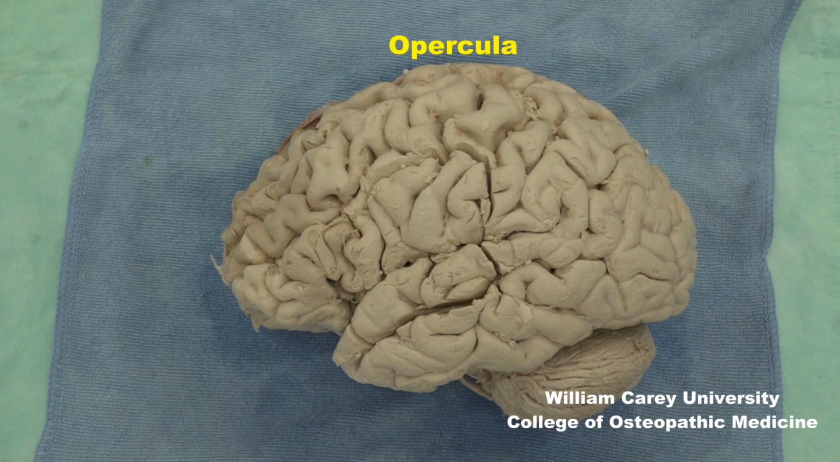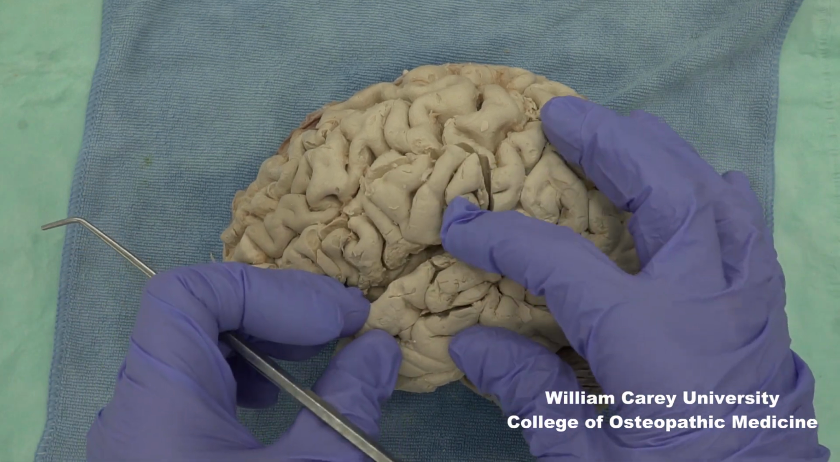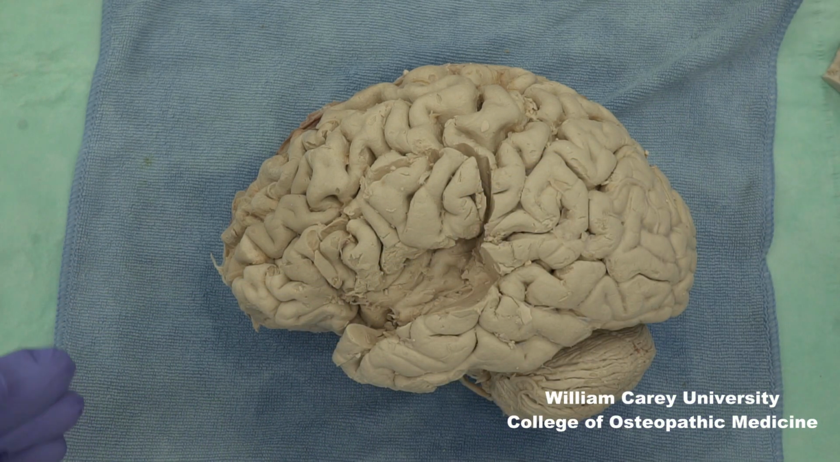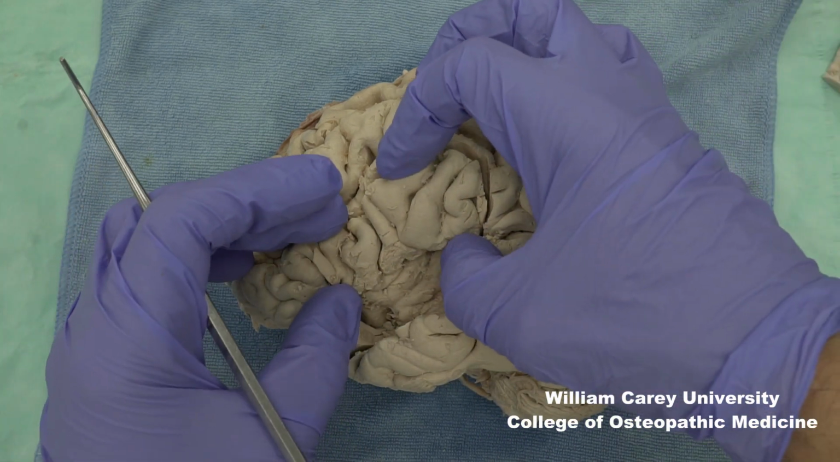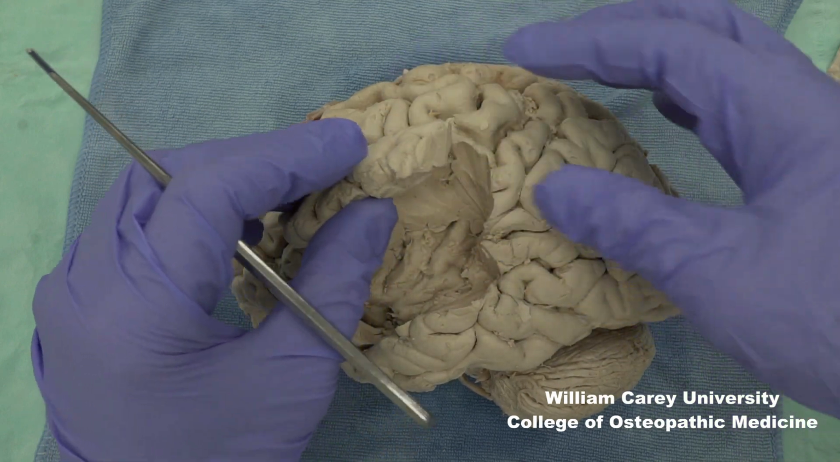Typically, the opercula are either retracted or removed to show the insula, and in this case, I decided to make cuts in the opercula so they can be removed piece by piece. First the temporal, and then the frontal and parietal opercula are taken out together.